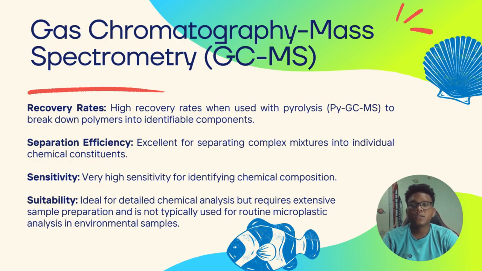So the fourth one is gas chromatography mass spectrometry. Especially when used with pyrolysis, it provides high recovery rate and excellent separation efficiency for detailed chemical composition analysis. This instrument is highly sensitive and can identify individual chemical constituents of complex mixtures. However, gas chromatography mass spectrometry requires extensive sample preparation and is more complex and time-consuming, making it less suitable for routine microplastic analysis in environmental samples.